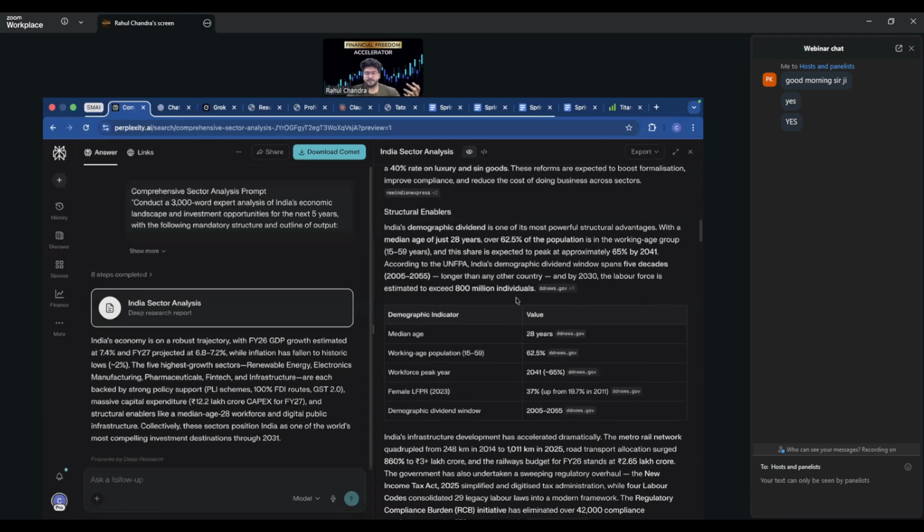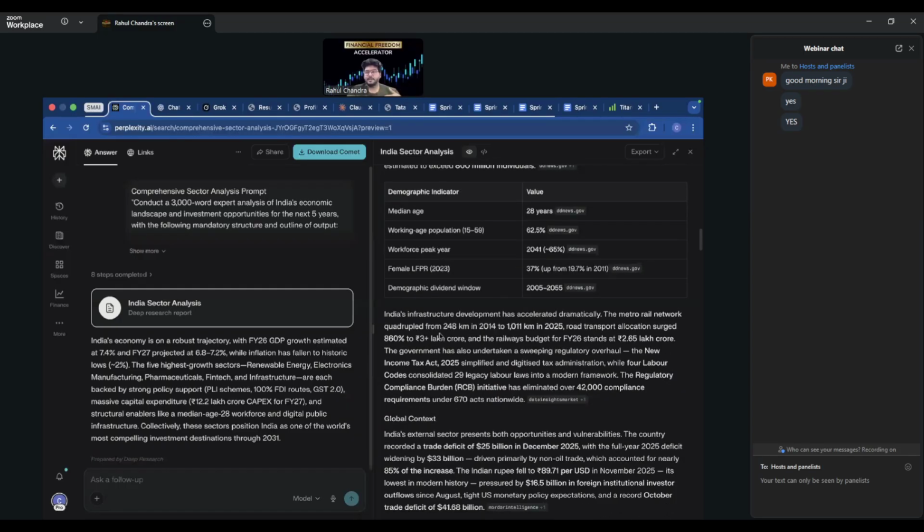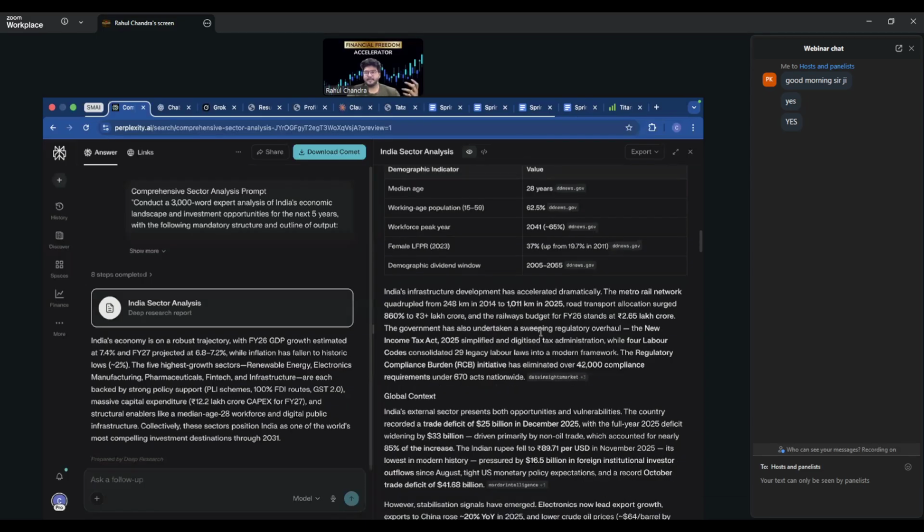Where did the structural policy go? So it looks at the demographics, the statistics of the population, all of that. It looks at that. Second, what is the infrastructure development that is happening in India?